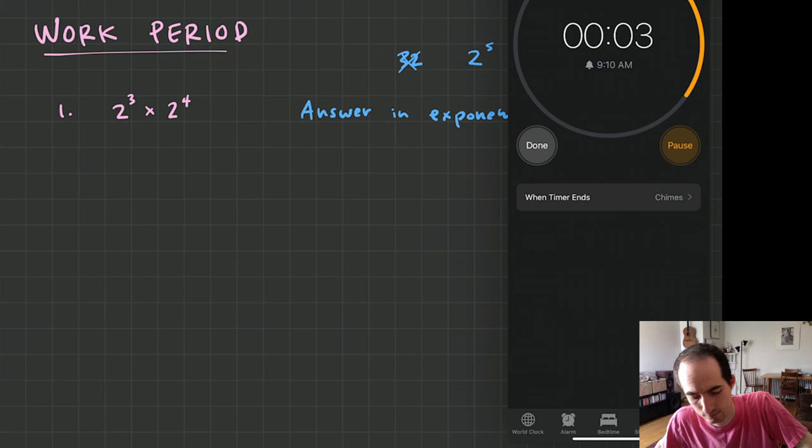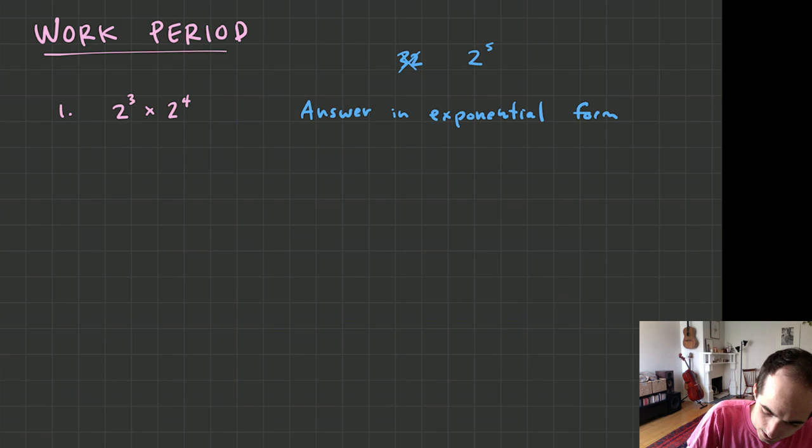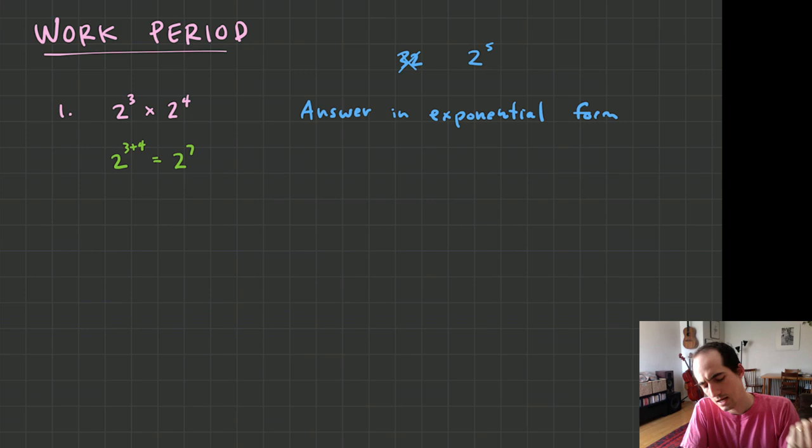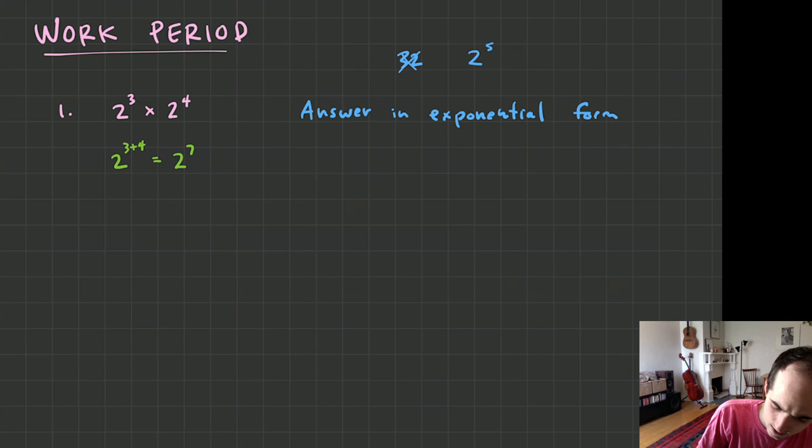Boom, done. I know that was a very short amount of time, but there's not a whole lot to do with this one. So we're gonna use the product law. That would be 2 to the power of 3 plus 4, which is, of course, 2 to the power of 7. And if anyone is wondering, I'm pretty sure that's 128. Yeah, it's 128.